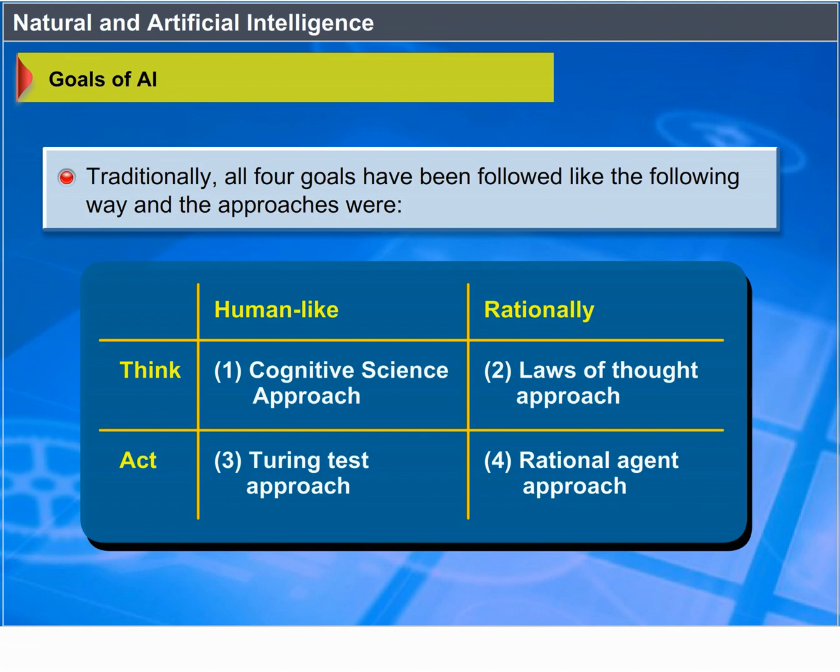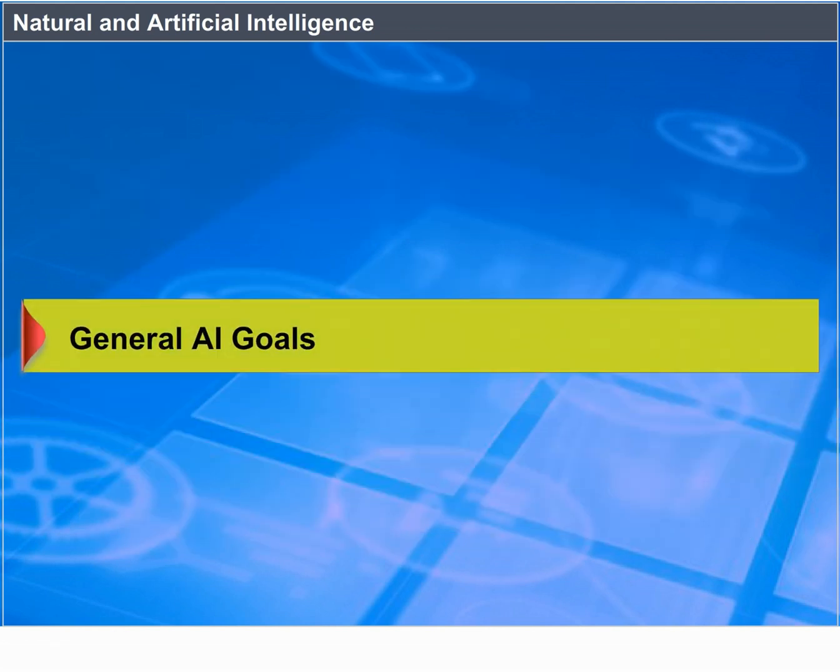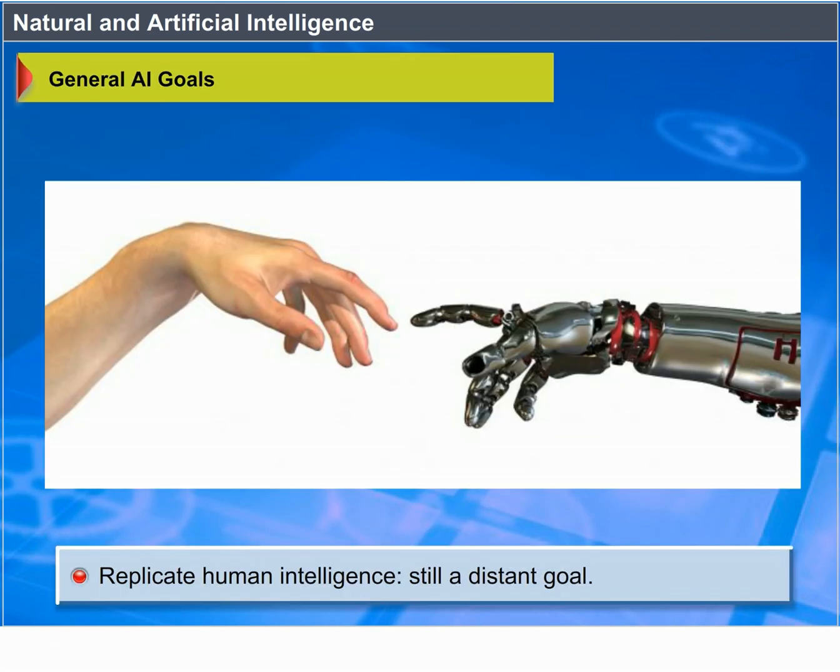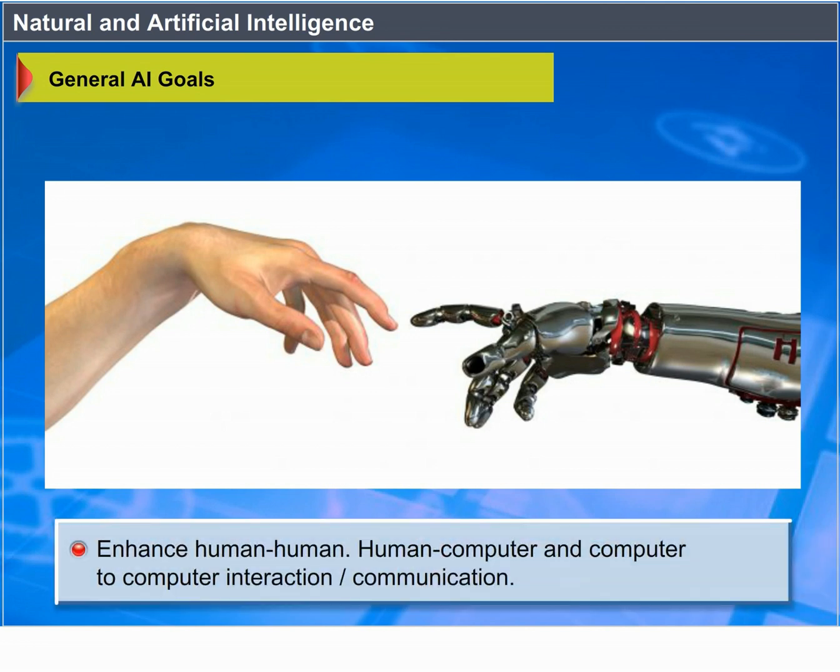General AI goals. Replicate human intelligence. Still a distant goal. Solve knowledge-intensive tasks. Make an intelligent connection between perception and action. Enhance human-to-human, human-to-computer, and computer-to-computer interaction or communication.